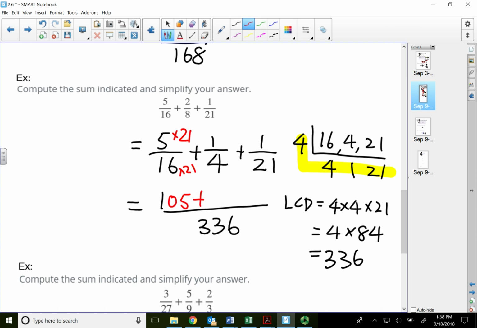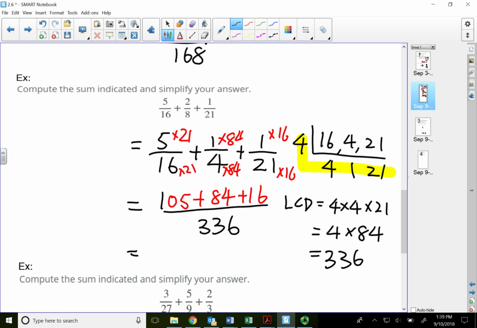Plus, this time 4 will go into 336 right here. 4 going into 336, 84 times. So times by 84. 1 times 84 is only 84, okay? So 21 will go into 336, got to be that 16 times. So times by 16 plus 16.